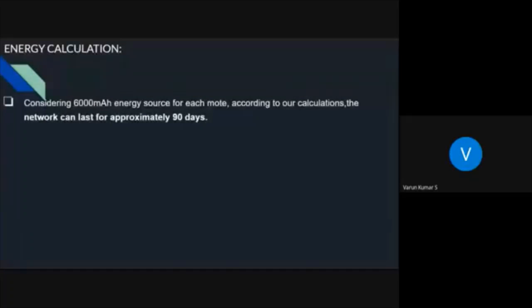We determined appropriate sensing current and duration for all the sensors using data sheets that are available for the different sensors and the Telos data sheet. If we consider a 6000 mAh power source connected across the network, it can withstand approximately up to 90 days maximum.